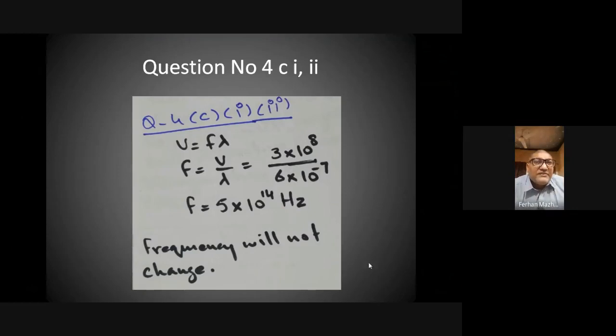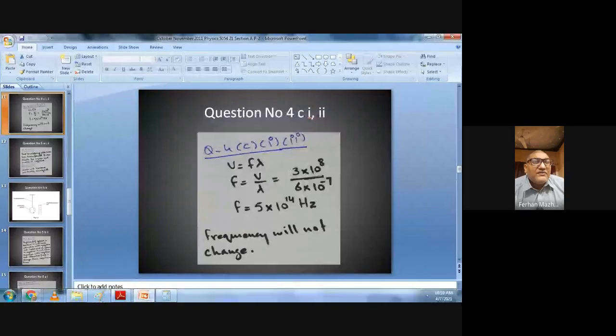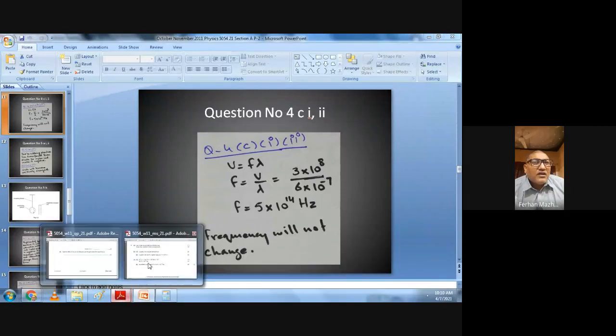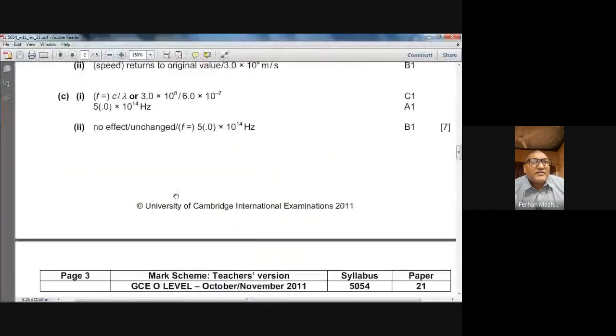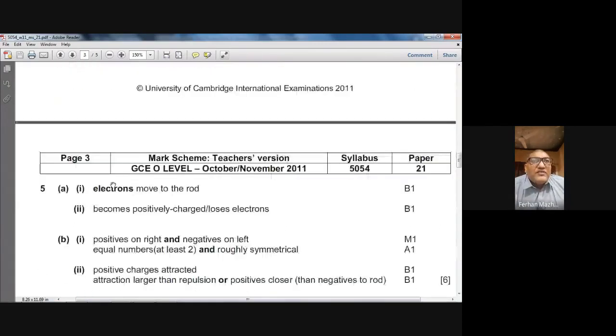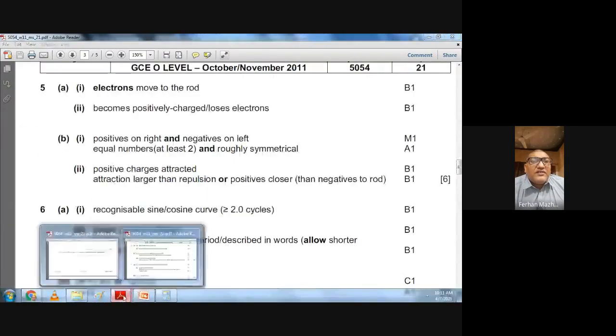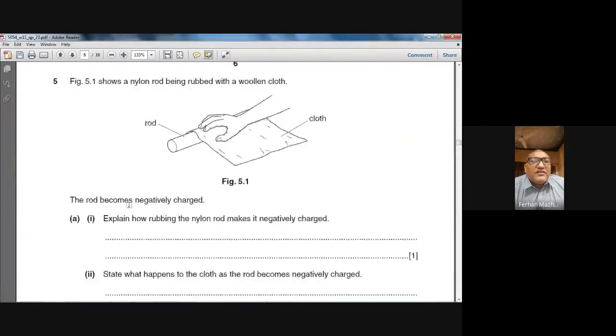Let's check the marking scheme. This is question number 4. So 5 × 10^14 hertz will be the answer of that numerical, and on the frequency there will be no effect, unchanged, or he has given you the value of the frequency also, 5 × 10^14 hertz. So we are done with the question number 4. We are moving to the question number 5. Let's see what the question 5 is.